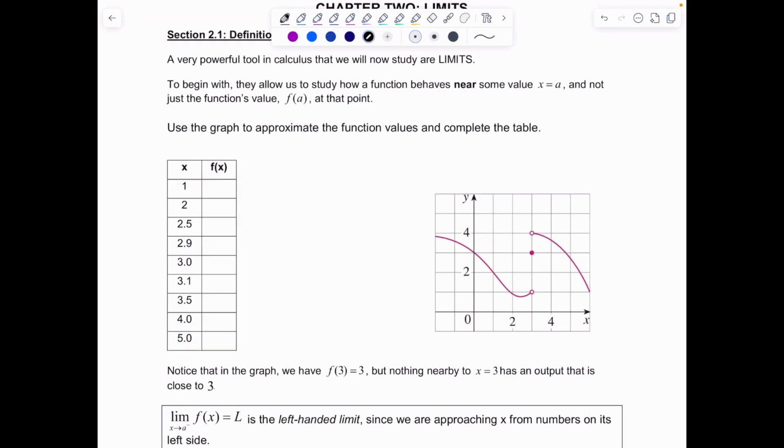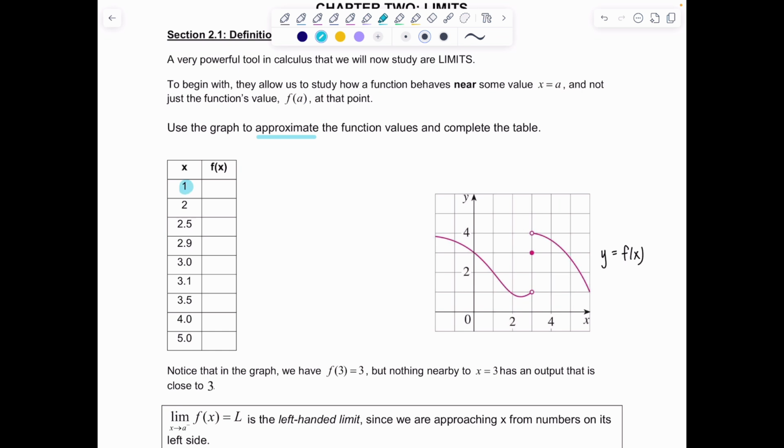So let's begin our discussion by looking at this example here. It says use the graph to approximate the function values and complete the table. So the graph here that's given is of some function y equals f of x. And we need to fill in all of the function values, or basically the y values, based on the graph. And we're just approximating, so don't stress if you have to kind of eyeball some of the values, all right? So let's start off.